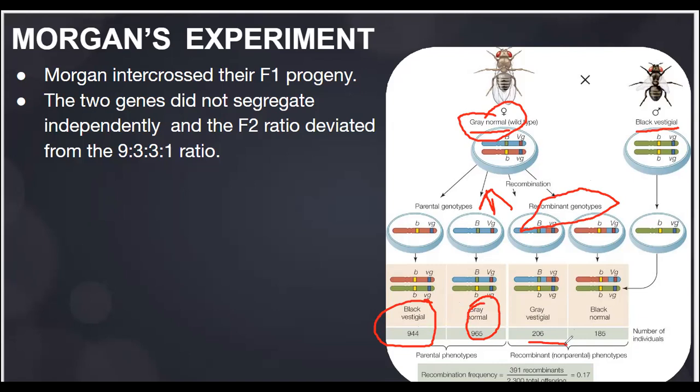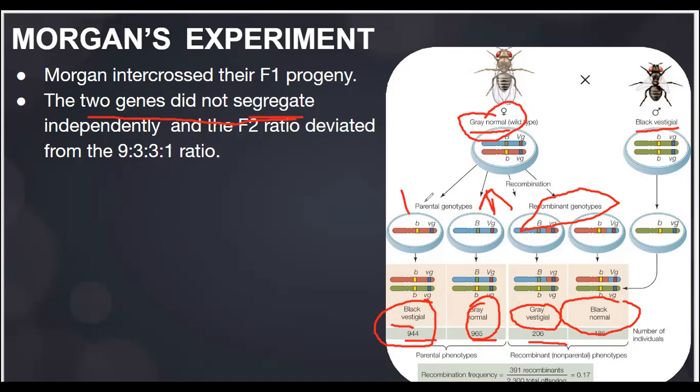So recombinant means what? What did we see from our previous understanding? Phenotypes which do not resemble the parents. That is gray with vestigial wings, and black colored with normal wings. So he found out that these two genes did not segregate, they did not separate. They were coming together, the majority of them, 900 and 900.